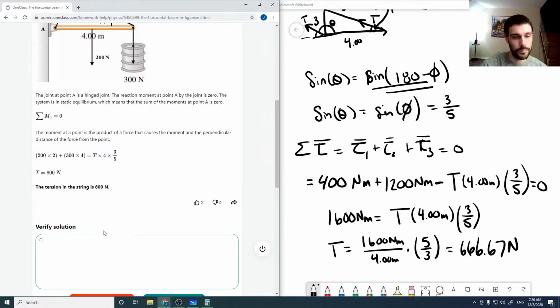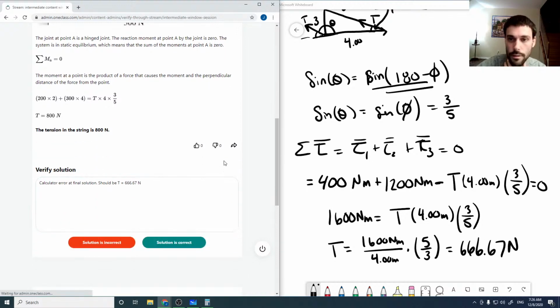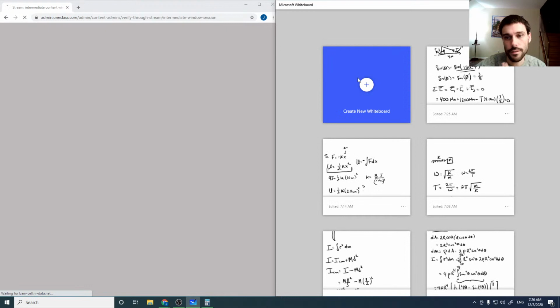So there's a calculator error at the final solution. It should be T equals 666.67 newtons. So I guess it's incorrect, but everything else is correct.